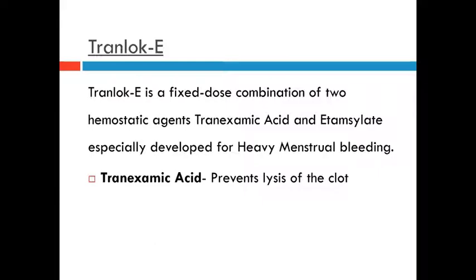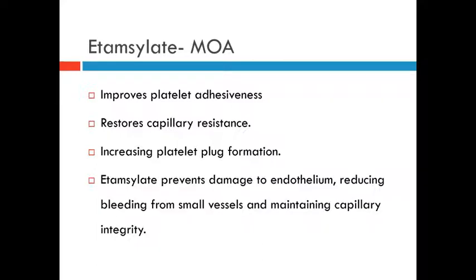Coming to our fourth product, that is Tranlock E. It is a fixed dose combination of two hemostatic agents, that is tranexamic acid and etamsylate. It is specially developed for heavy menstrual bleeding, and tranexamic acid, as you know, prevents lysis of clot. Coming to the mechanism of action of etamsylate, it improves platelet adhesiveness, restores capillary resistance, and increases platelet plug formation, and it prevents damage to the endothelium, therefore reducing the bleeding from small blood vessels and maintaining capillary integrity.